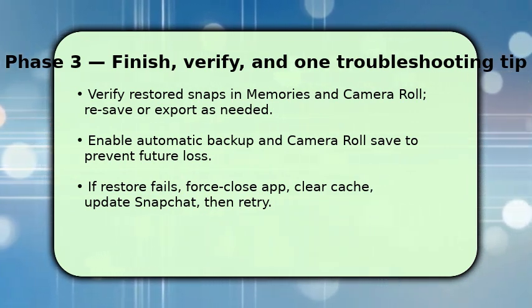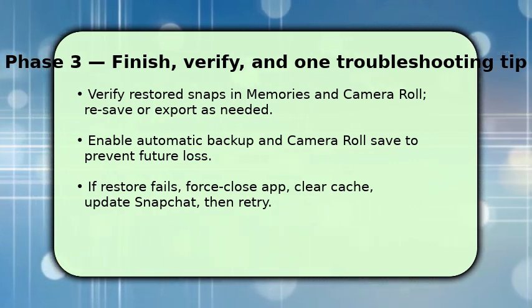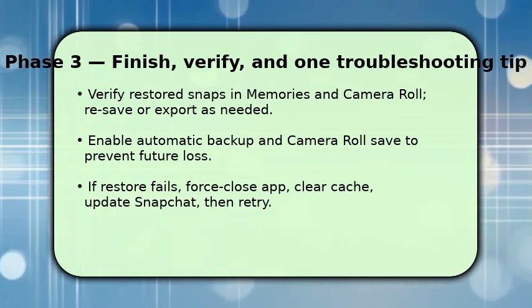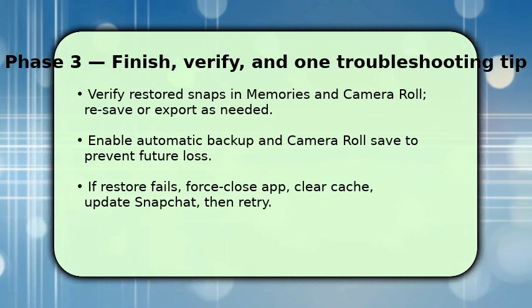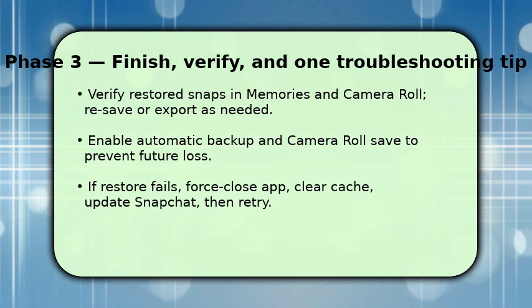If a restore fails, force close Snapchat, clear the cache from settings, ensure the app is updated, and try again. Sometimes a simple retry fixes permission or transient network errors. And if you still can't recover, remember deleted items older than 30 days are unrecoverable.